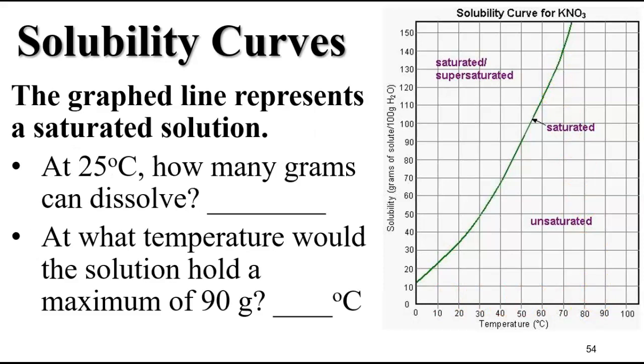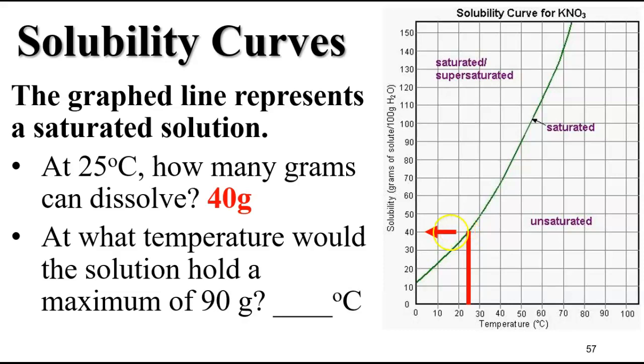So the graph line represents a saturated solution, okay, and it wants you to read it. It says at 25 degrees Celsius, how many grams can dissolve? So we need to first find 25 degrees between these two, and we go up to the line because that's saturated, and then we read the y value, which would be about 40 grams, okay.